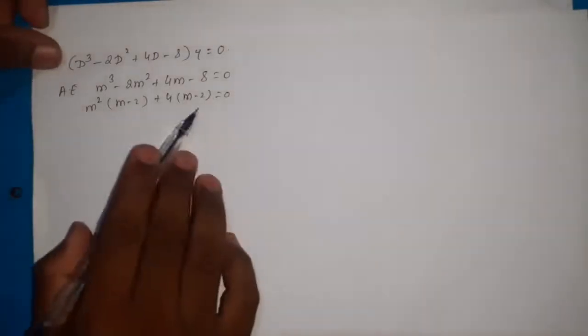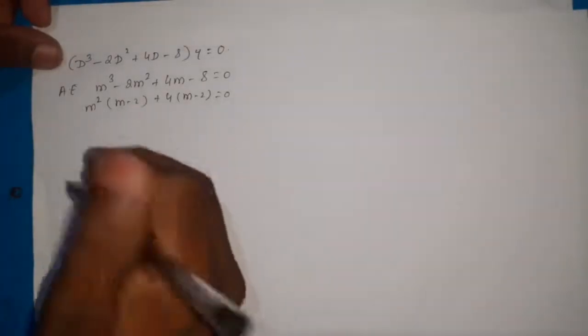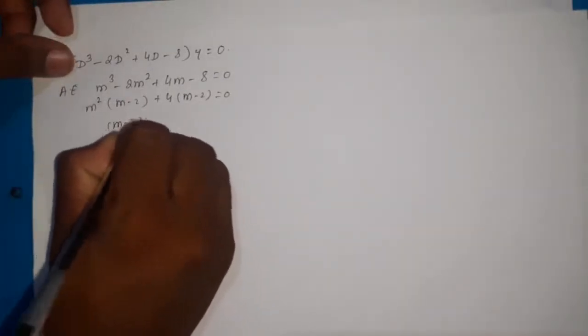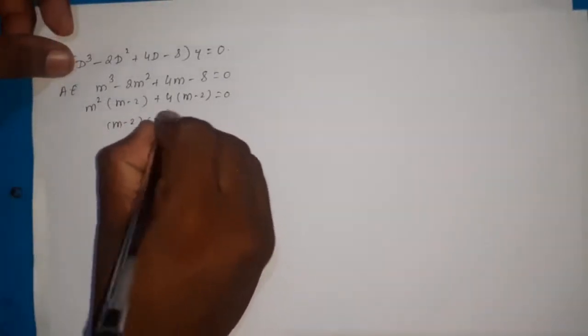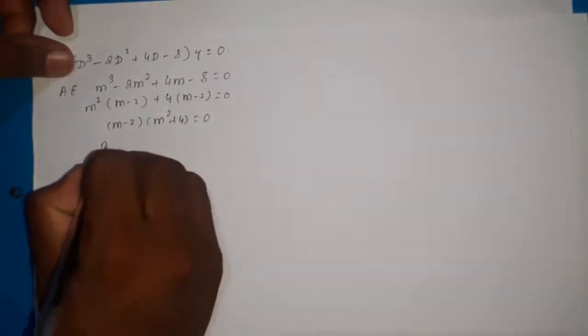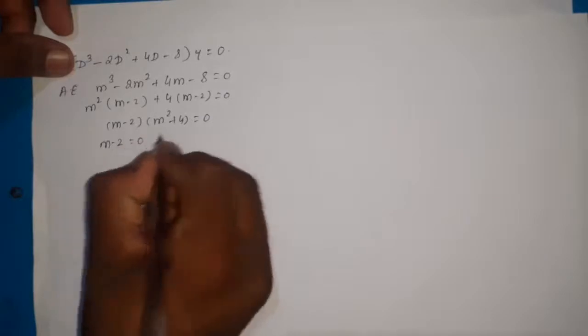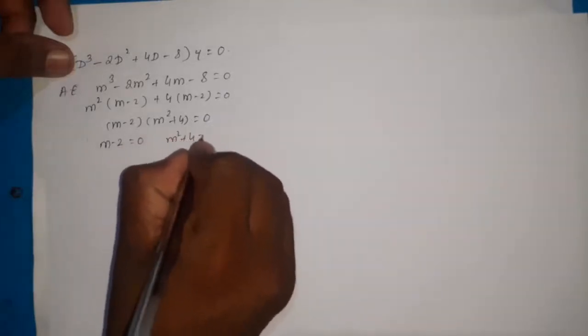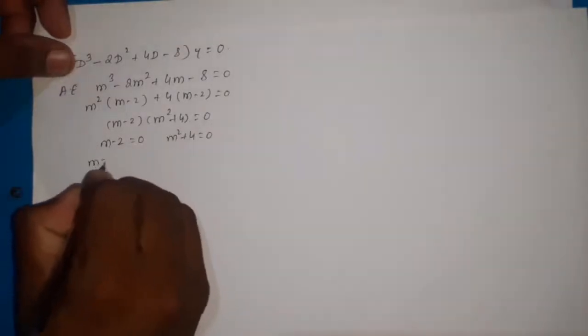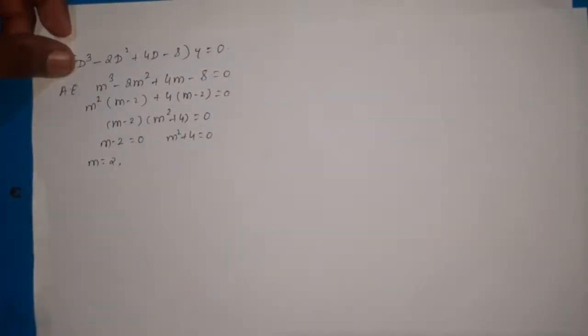Now, m minus 2 is common for both the terms, so it is (m minus 2) times (m square plus 4) equal to 0. So, m minus 2 equal to 0 and m square plus 4 equal to 0. These two are the factors. Then m equal to 2 is the first root.